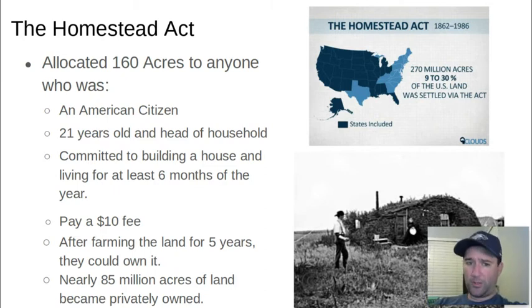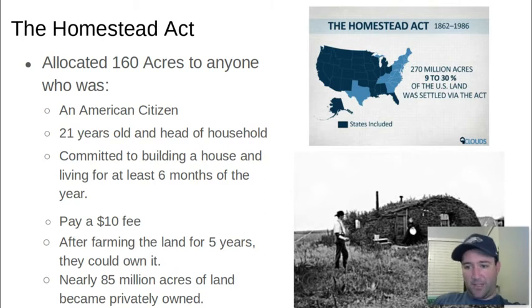Number two, you had to be 21 years old and head of the household, and typically that was male dominated in that time period. They had to commit to building a house on that land, and they had to live there for at least 6 months of the year. They didn't have to live there the entirety of the year. They could move out there, do some farming, and then move back to a city to get some extra cash. So that was fine, but they had to be in residence at least 6 months of the year.